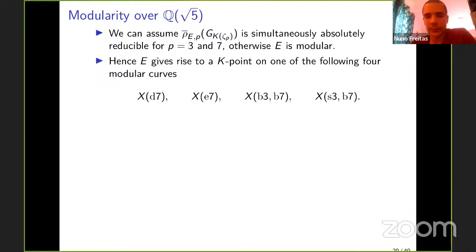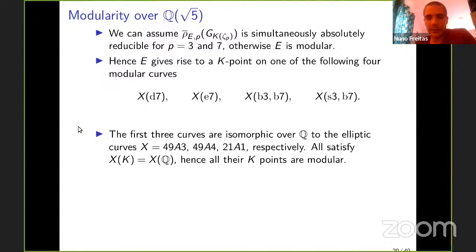So the image at 7, what can it be? We had 3 possibilities for it. It was either inside the group H1, H2, or the Borel. So that gives rise to a K point in XD7 or XE7, and also XB7. But for the case of mod 7 reducible representation, we also consider information coming from 3. And what can happen at 3? Well, the image is either in the Borel or in the normalizer of a non-split Cartan. So we have these 4 curves.